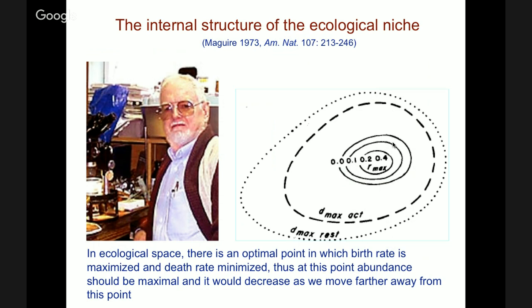birth rate is maximized and death rate is minimized. So abundance is higher in these regions, and these regions hold the most suitable or appropriate conditions for the species, the optimal conditions for the species. And as we move apart from this region, birth rate starts to reduce and death rate starts to increase. So abundance, in general, decreases monotonically all the way to the edge of the ecological niche of this hypervolume.